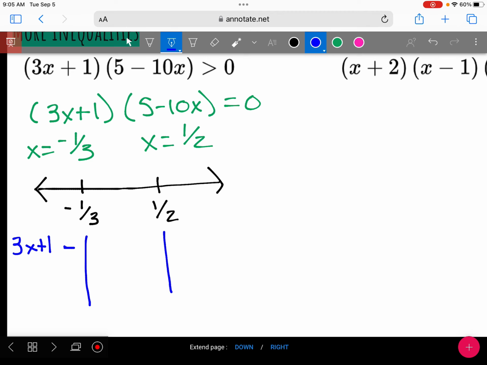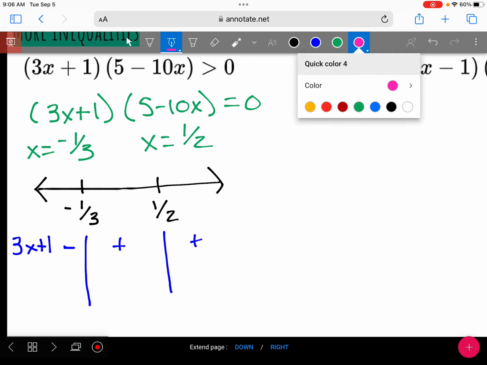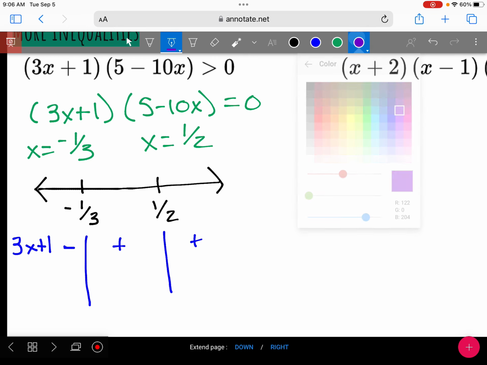I'm just looking for whether or not the piece is positive or negative. So what's something between negative 1/3 and positive 1/2? 0. If x is 0, is this positive or negative? Positive. So I'm going to put a plus. If x is bigger than 1/2, is this going to be positive or negative? Positive. Okay, so we're going to do the same thing with the other term.